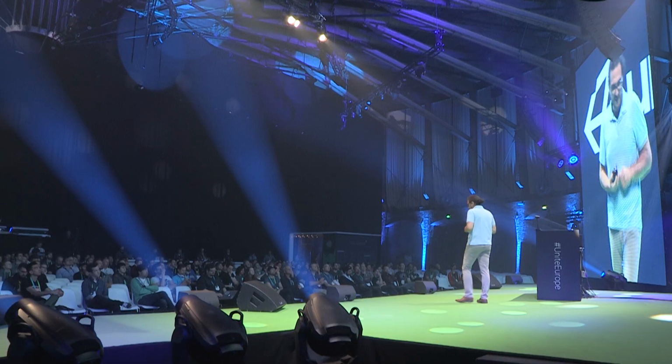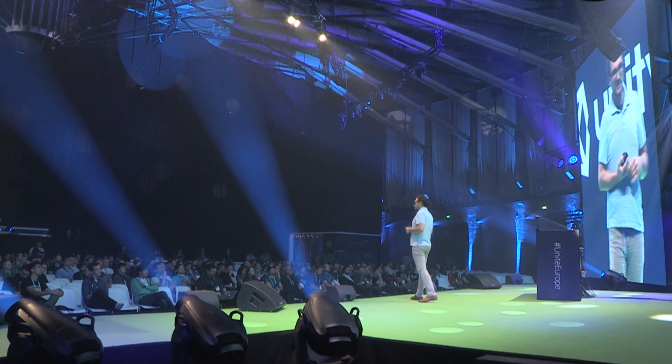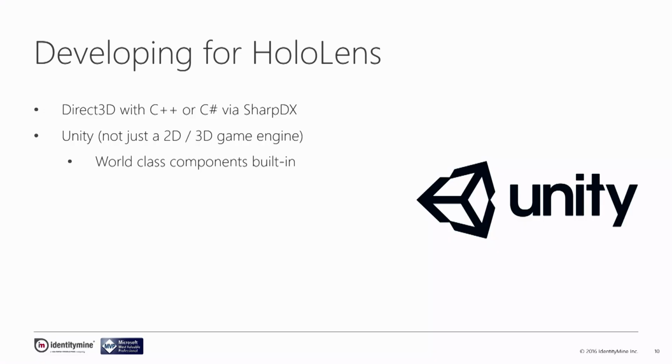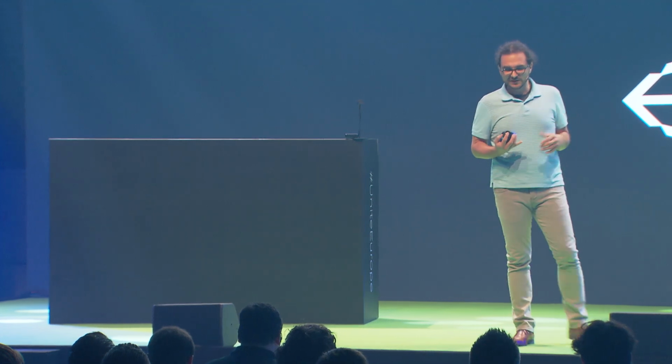So how can you develop for the HoloLens, right? What can you do? So first of all, you can use Direct3D. It's Direct3D 11, so you can use C++ or even SharpDX and C#. Or you can use Unity. And we are at Unite, so we are using Unity, right? And Unity, as you know, it's not just a 2D or 3D game engine. You can actually also build applications with it. And you have all that cool and amazing stuff built in, like Enlighten, physics, and so on. So you get a bunch of stuff for low cost or for free, right?